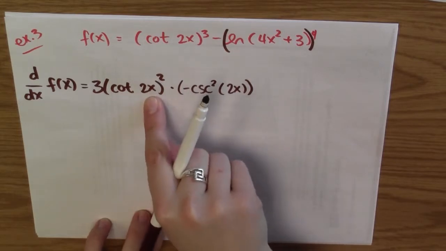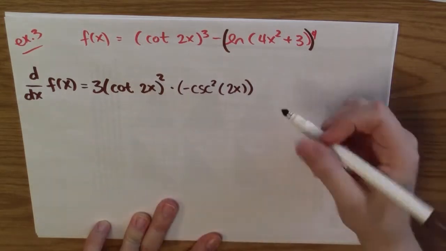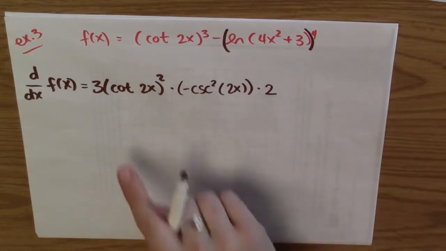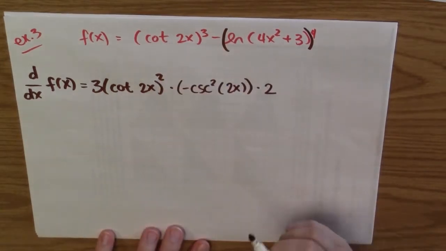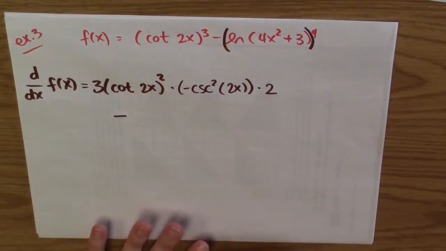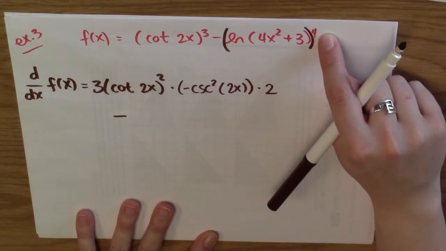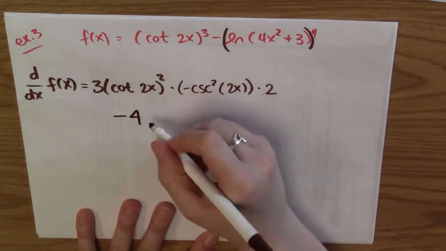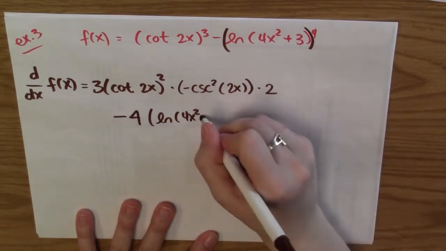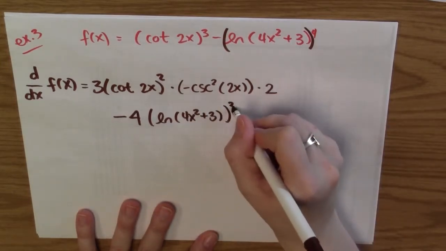And then moving inward to the next innermost function, that's 2x. And so I take the derivative of that and I get 2. So this is the derivative of this first piece of the function. The second piece, we'll put it down here on the second line. So the outermost function here is the fourth power function, so that's 4 times natural log of 4x squared plus 3 to the third power.